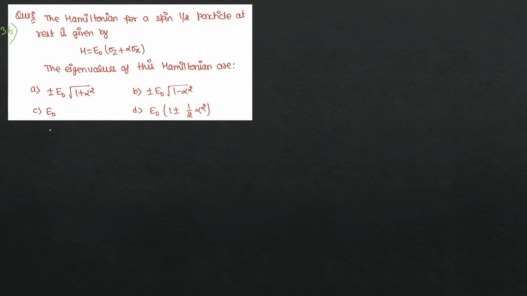Hamiltonian of a spin. Oh wait, I think I missed some. Oh sorry, yeah, this is review 36. Find the trace of sigma x, sigma y, sigma x, sigma z, sigma y, sigma x. We have to find the trace.